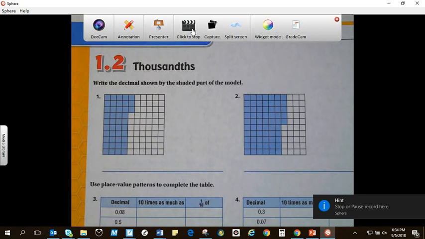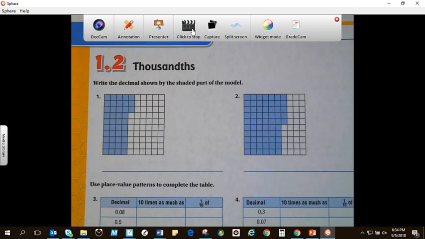This is Wednesday, September 5th of 2018, and tonight's homework is on 1.2 thousandths on pages 15 and 16, and you're doing the odd numbers. Some of you are actually doing even, or you're supposed to have done that, so tonight you're doing odd.